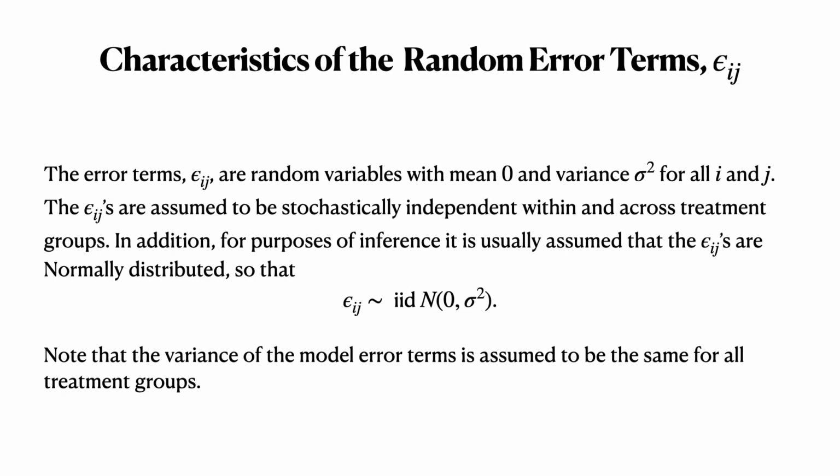The random error terms, the epsilon sub ij's, are random variables with mean 0 and variance sigma squared for all i and j. The epsilon sub ij's are assumed to be stochastically independent within and across treatment groups. In addition, for purposes of inference, it is usually assumed that the epsilon sub ij's are normally distributed. Now note that because we have not subscripted sigma squared with either i or j, there is an implicit assumption here that the error terms have the same variance for all treatment groups.